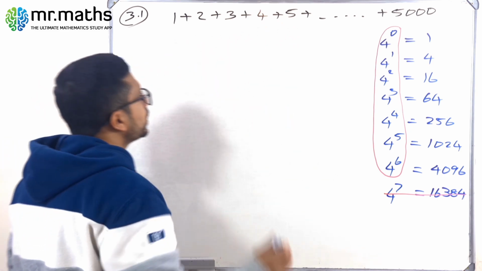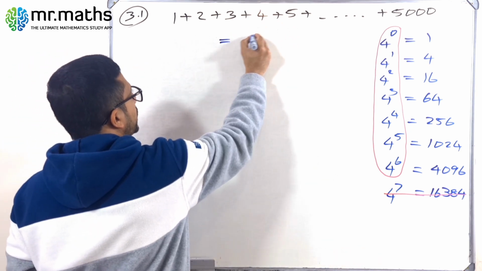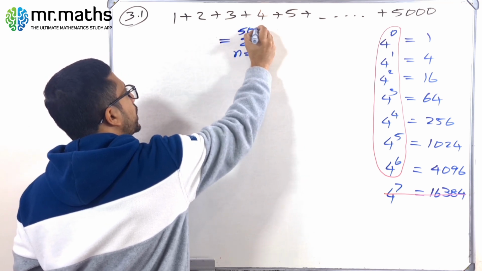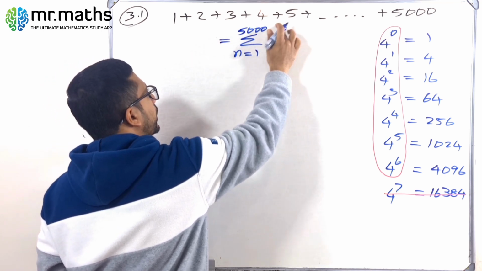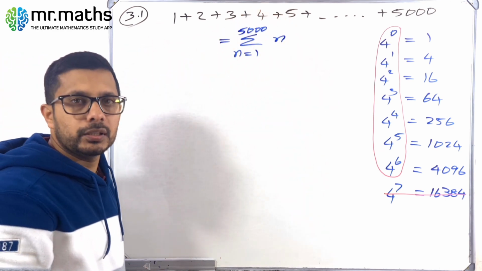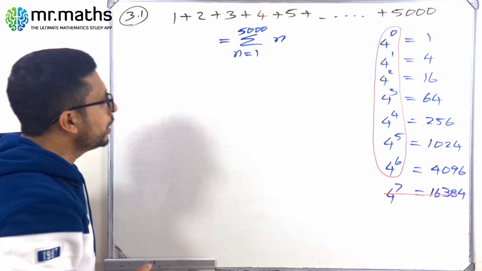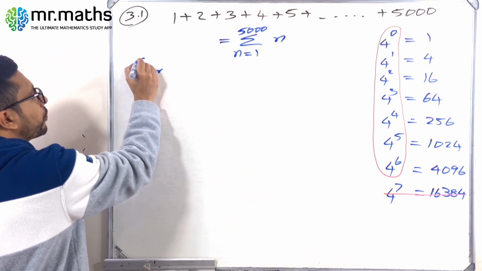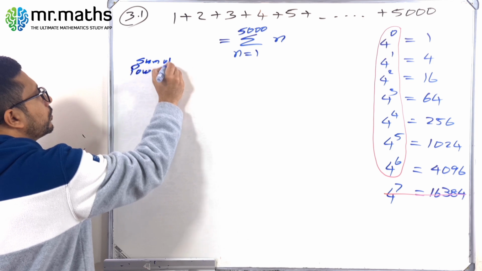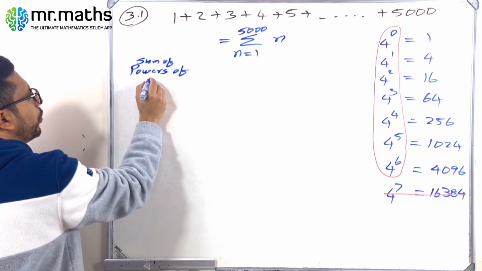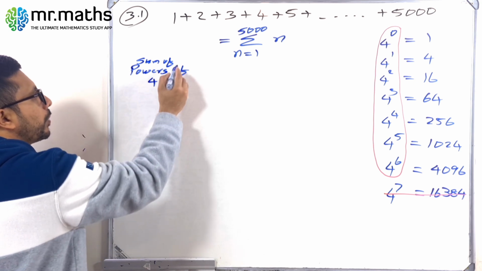What is that one? This is in sigma notation, same thing, sigma n is equal to 1 to 5000, that is n. Okay, so that is for the whole series without removing the powers of 4. Okay, so now the sum of powers of 4.